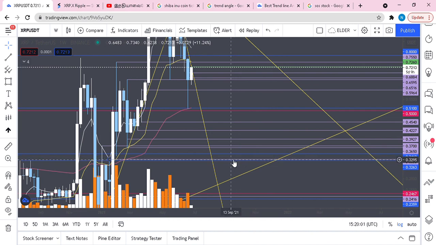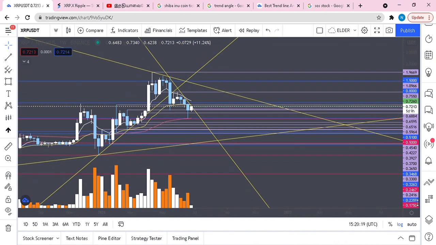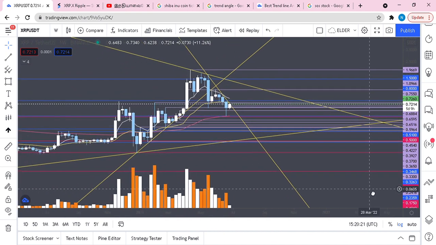Pretty much it'll travel something like this, and you will see it slowly climbing on the wedge without even noticing it, and then it will shoot up. So that's basically how the market works. That's how they buy it for cheap, and they won't let you see it.